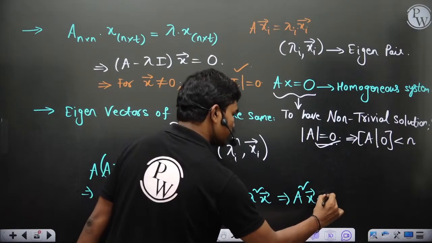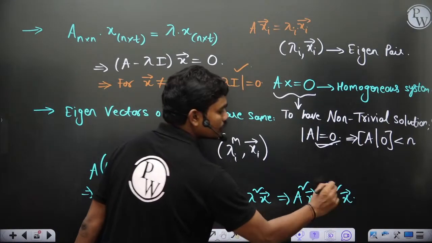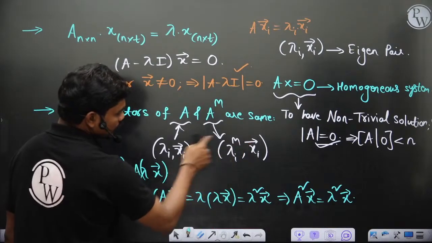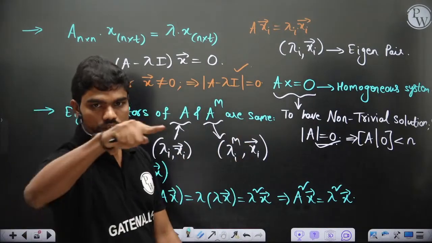So similarly, if you multiply one more A, it just gives you A cube x is equal to lambda cube x. So this x, the eigenvector, does not change. The eigenvector does not change, only the eigenvalues will change.